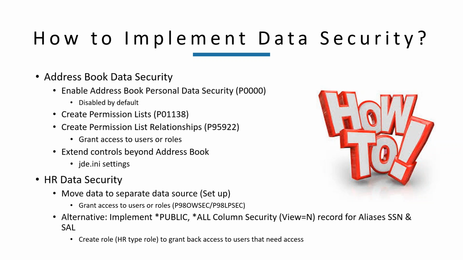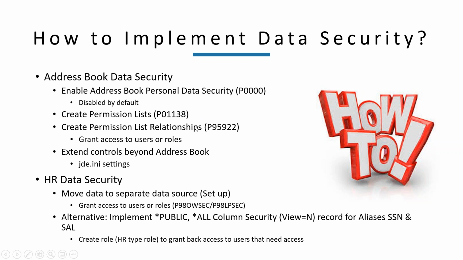So first and foremost, enable address book personal data security. It is disabled by default. Don't really like that, but that's the way JD Edwards comes out of the box. So you need to go in and enable that. We'll show you here in a second. It's done through the P-Quad-0 program. After that, we need to create a permissions list. As I mentioned earlier, that's done through P01138, and we'll show you the specifics of that.